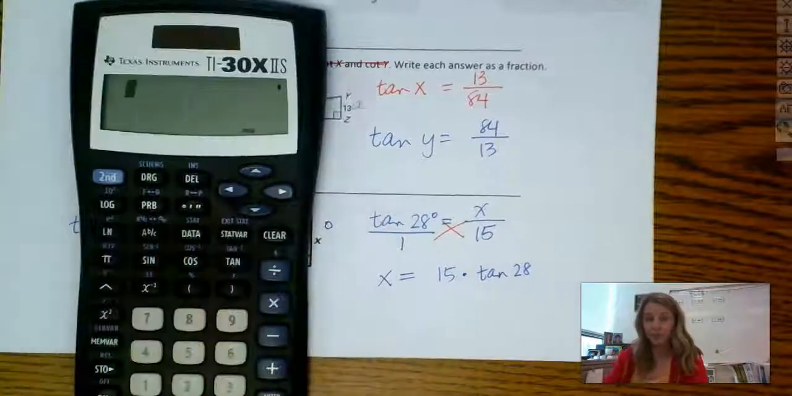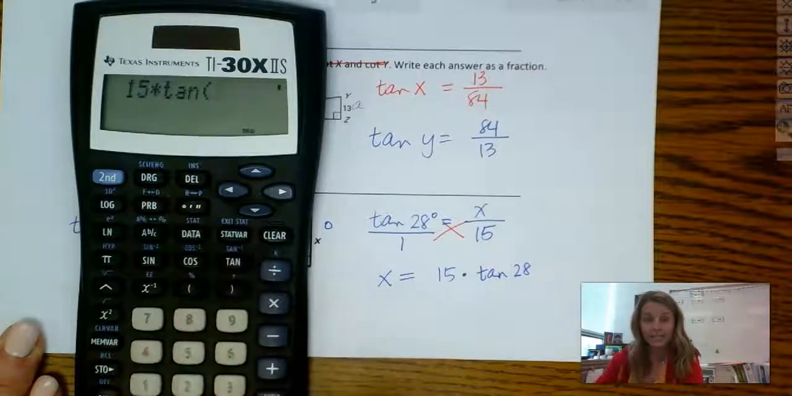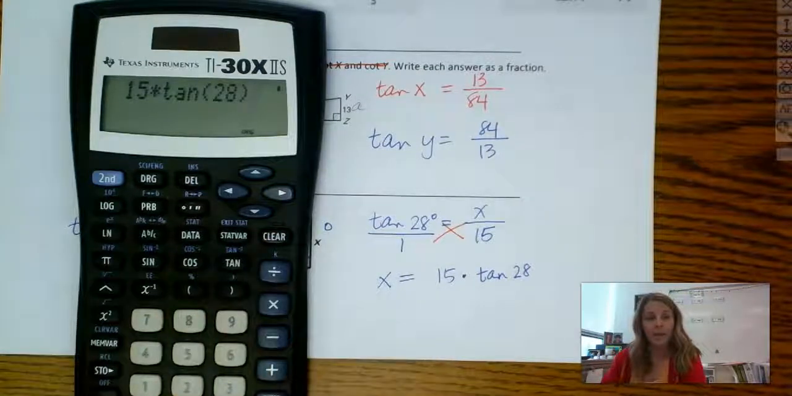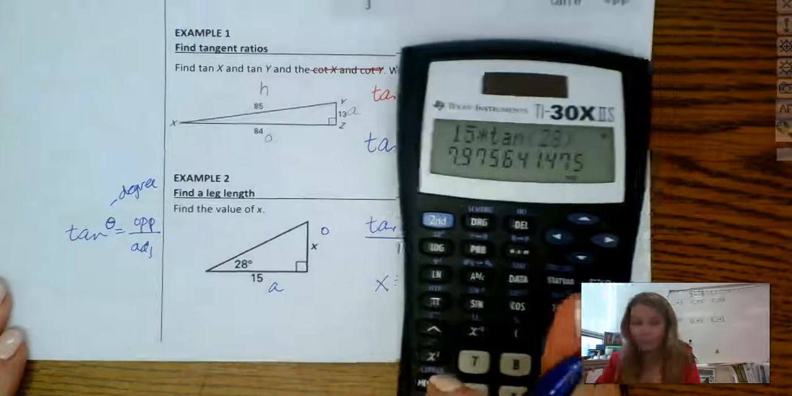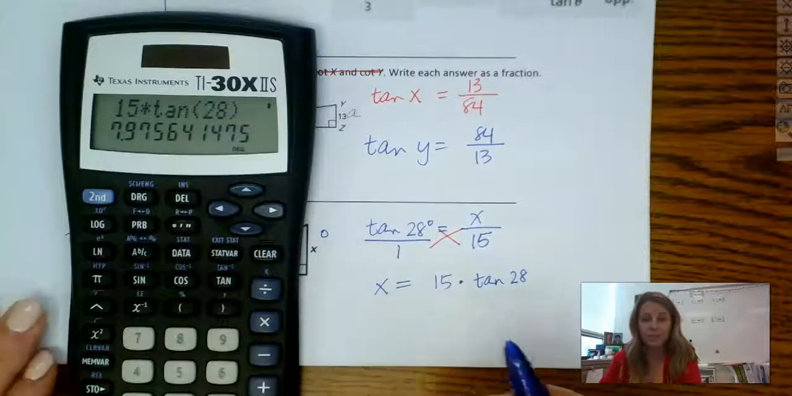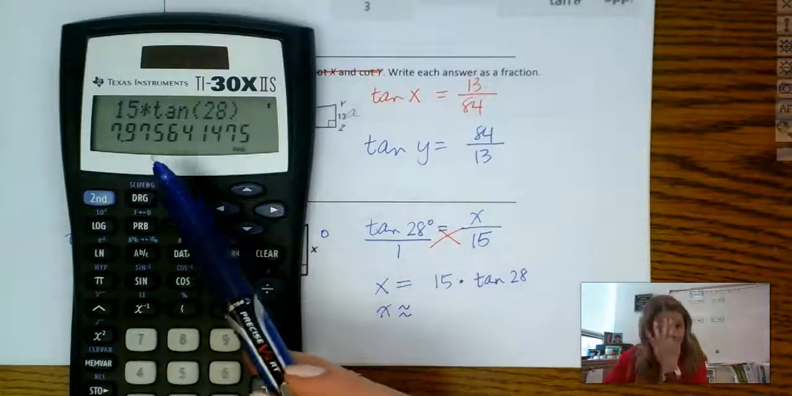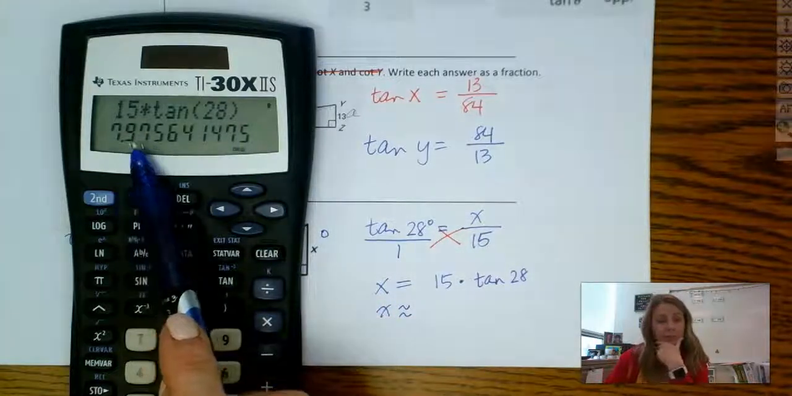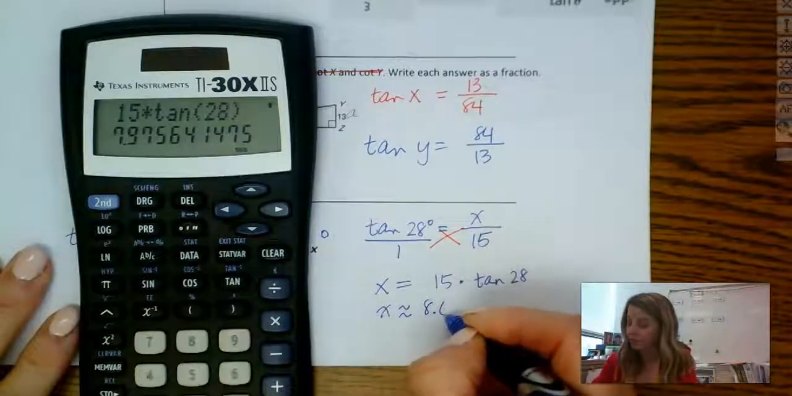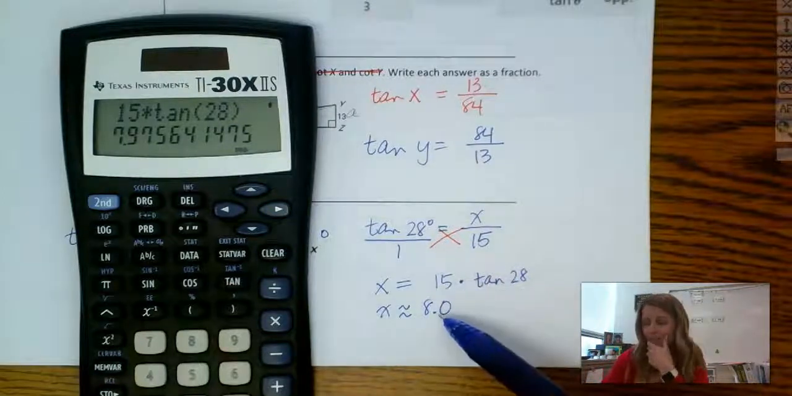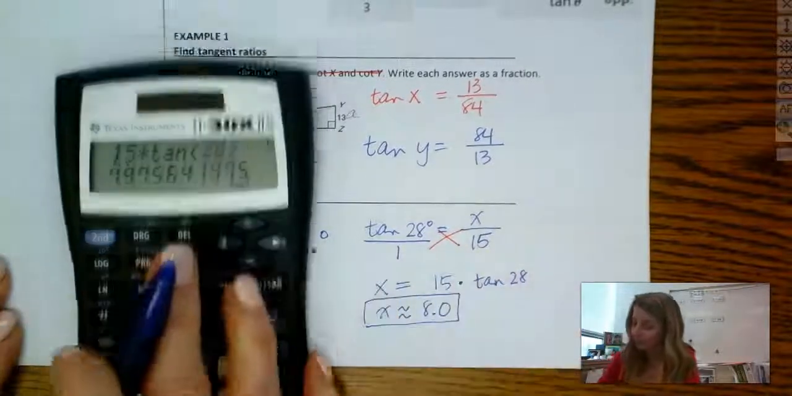So here's what I'm going to do. I'm just going to let the calculator do the work. I'm going to do 15 times the tangent button of 28, and when I hit enter, it has done the work for me. Now, we are almost always going to round to the nearest tenth. The directions don't say, but let's go ahead and round to the nearest tenth. This 7 would bump it up to 8.0. So I'm going to call this approximately 8.0, and I did that just to emphasize I did some rounding. So the length of that leg is about 8 units.